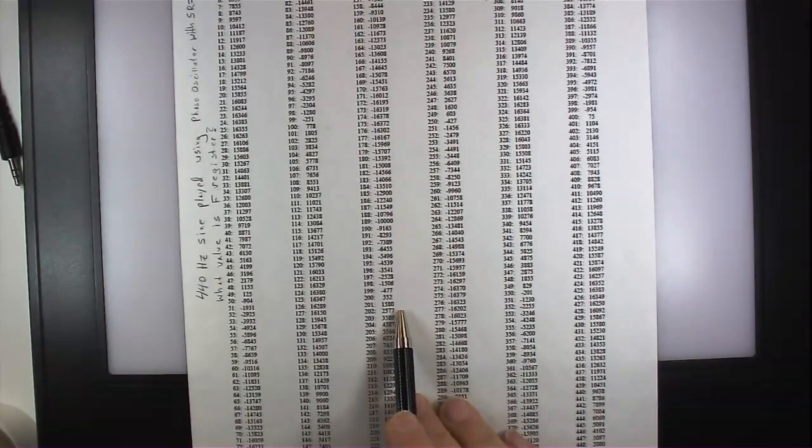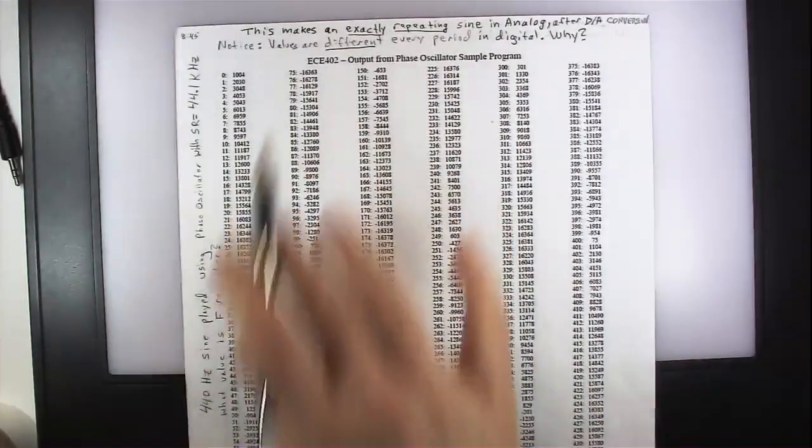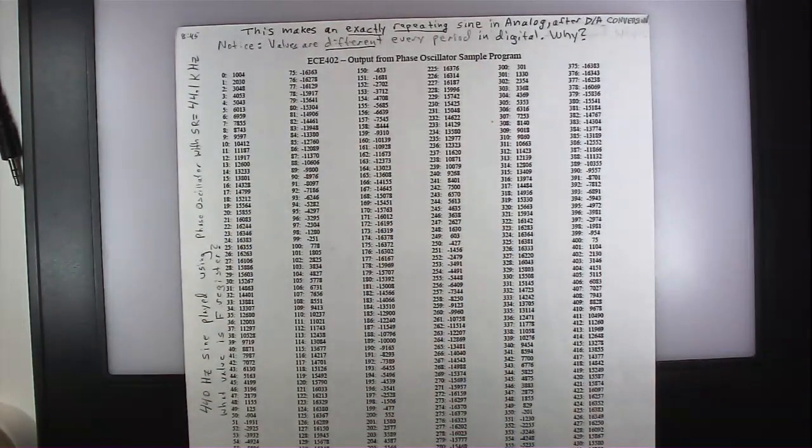Right? So the actual samples you hit each period are different. And it has to be that way. It's always true that if you have an exactly repeating waveform in analog, the sample values are never going to be exactly, well, never except for some pedantic case, exactly repeating in digital. That's super, super important.